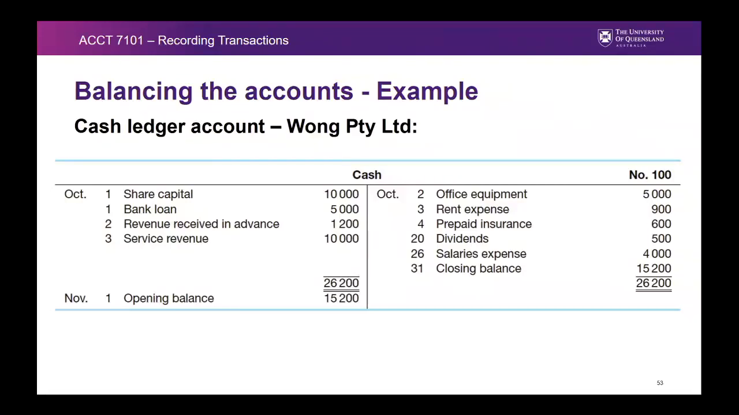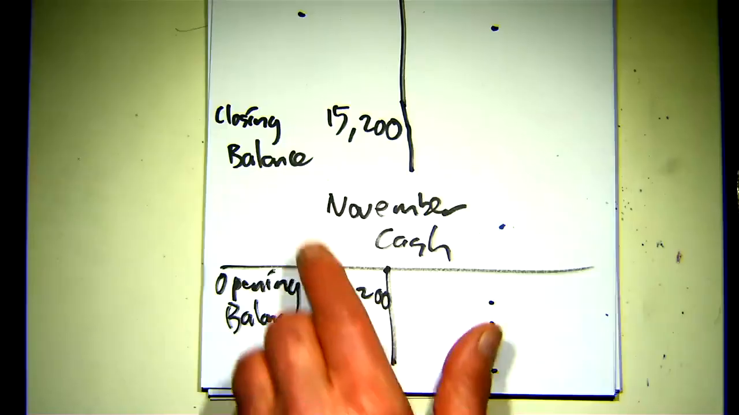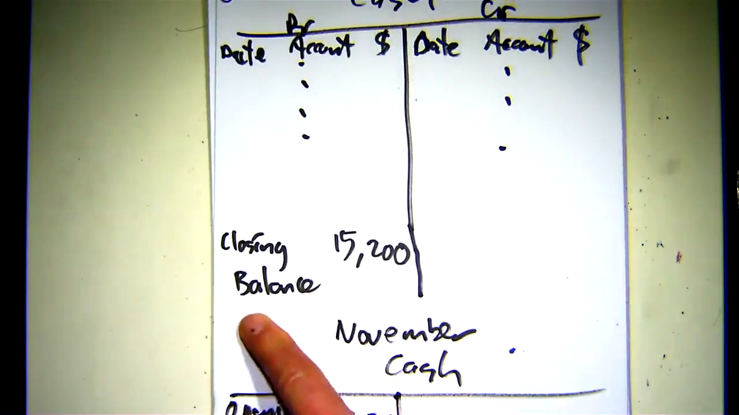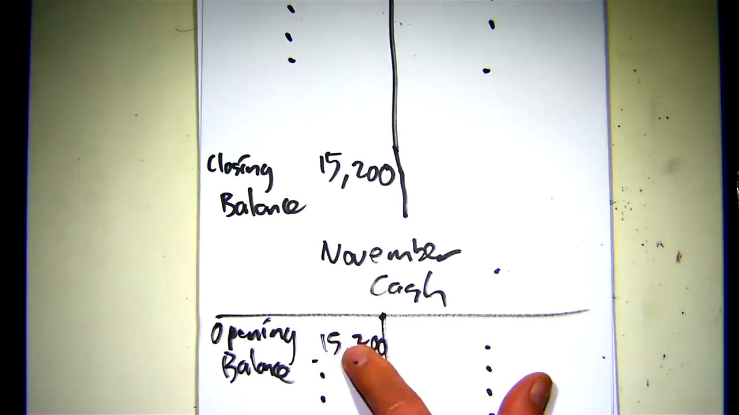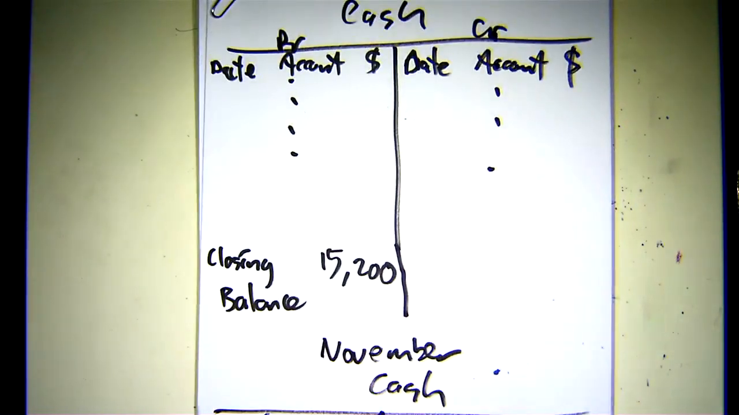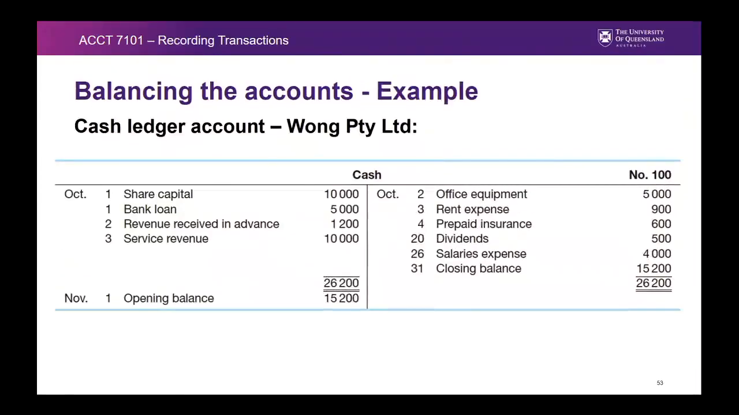I actually prefer just writing a closing balance at the end of the month there, and then having an opening balance in the next period there. This is a little bit more involved, where they just balance out both sides to, in this case, 26,200. Okay, so that's what a ledger looks like, where you've added up and posted all the journal entries to the ledger for the month. Okay, any questions on that?